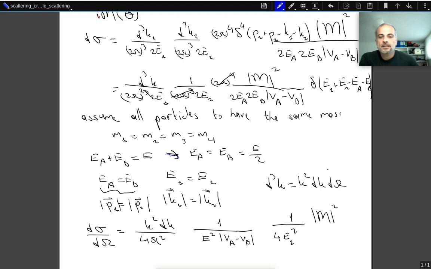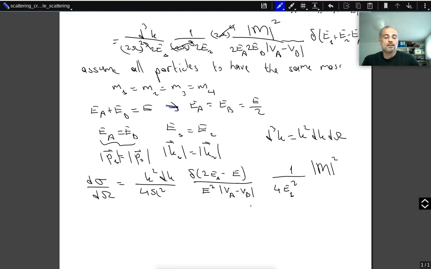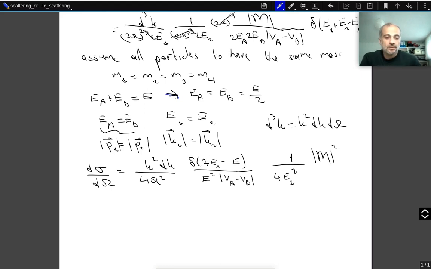And finally I still have that Dirac delta. Let me write it over here. 2E1 minus 2E2 minus E. Now, since I have a Dirac delta, in fact, I can just replace E1 with E over 2 in everything that multiplies this Dirac delta. So I can even simplify it further.